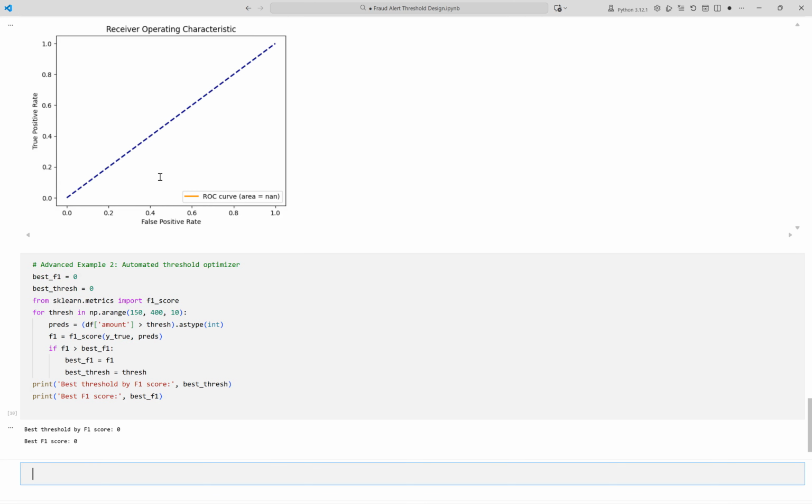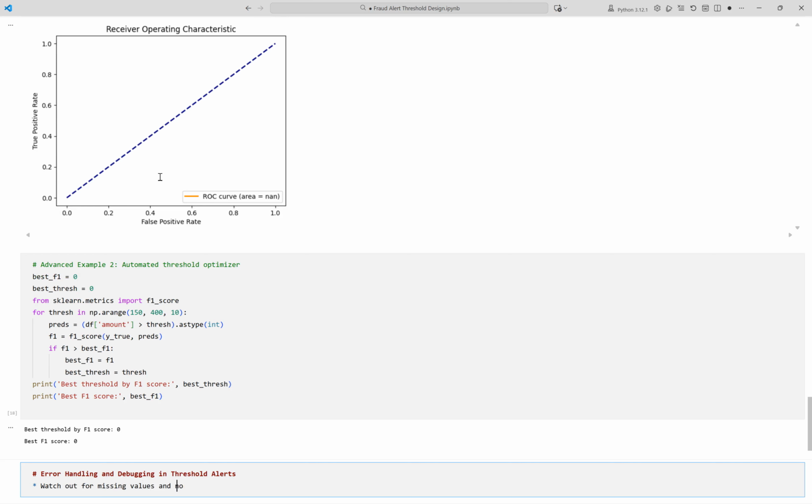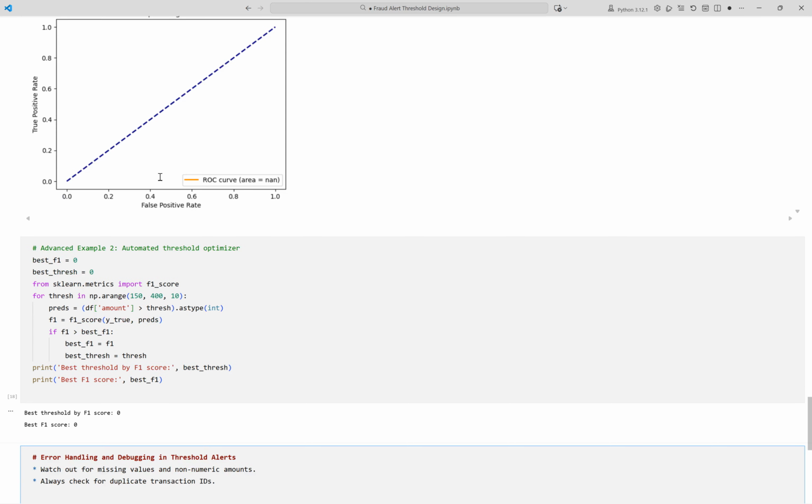Error handling and debugging in threshold alerts. Watch out for missing values and non-numeric amounts. Always check for duplicate transaction IDs. Print debug outputs whenever your rule flags a huge or unexpected number of alerts.